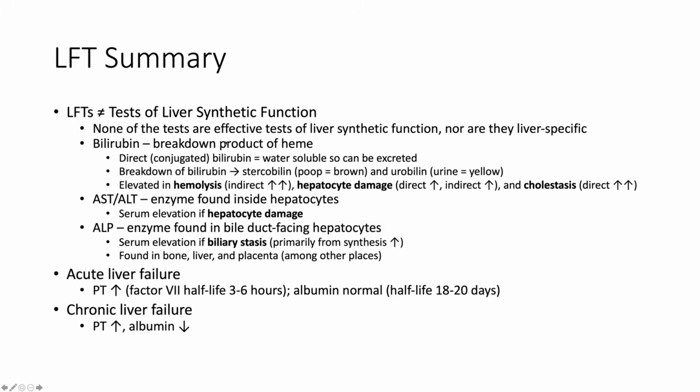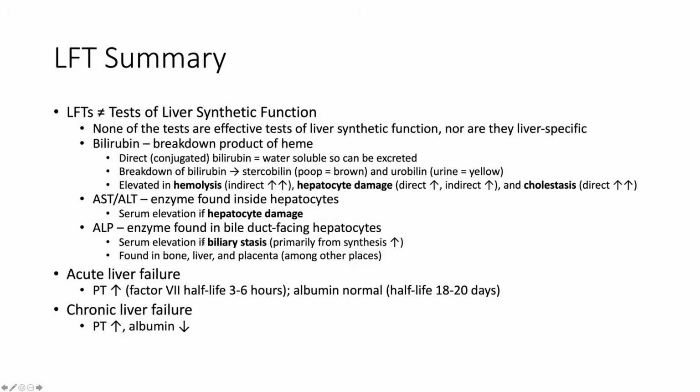So bilirubin, as a reminder, is a breakdown product of heme. Direct is conjugated, indirect is unconjugated, right? It explains a lot of the things like the color of poop and pee, also the color of bruises and other things. AST and ALT are enzymes found within hepatocytes that are mainly released if you have hepatocyte damage or death. So that's the main reason why AST and ALT are elevated.